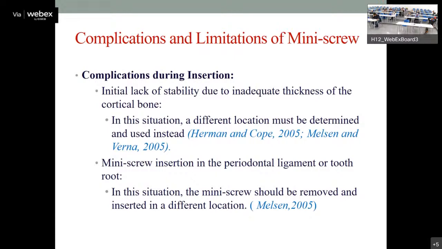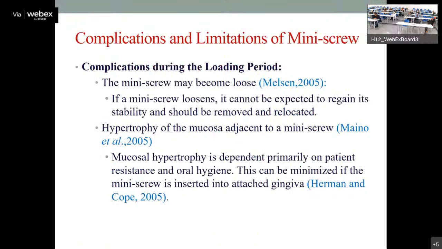If you feel that your microscrew while you are inserting is getting into the periodontal ligament or touching the root, again, this is a complication. You need to remove your microscrew and relocate it into another area. Complications during force loading: the main problem when you load your force is getting mobility of the microscrew. So if the microscrew loosens, starts to be mobile while you are loading your force, don't expect the stability will regain again. Again, you need to remove it, relocate it.